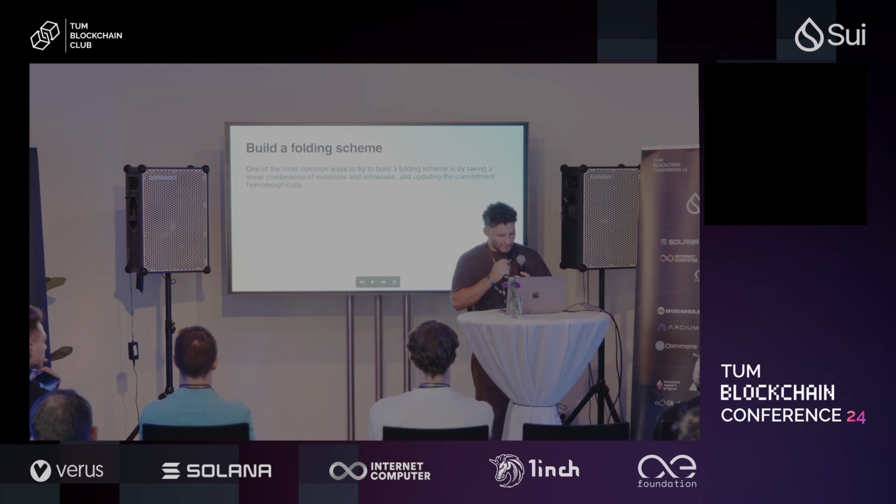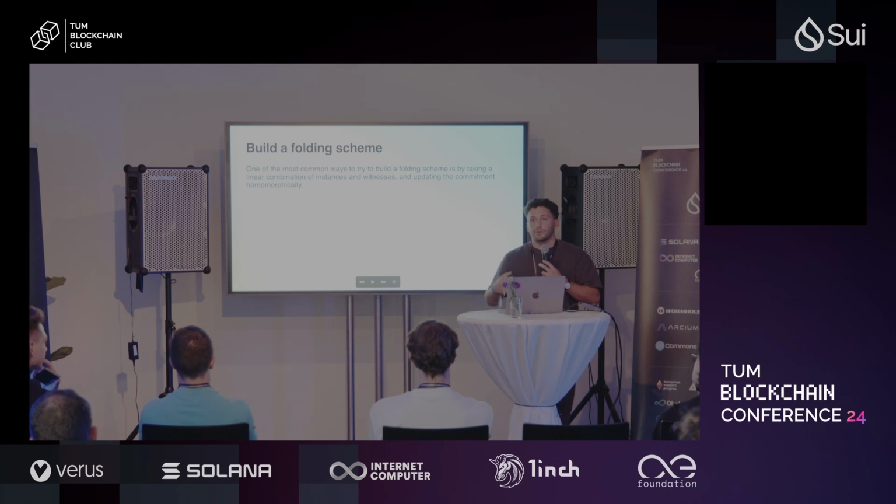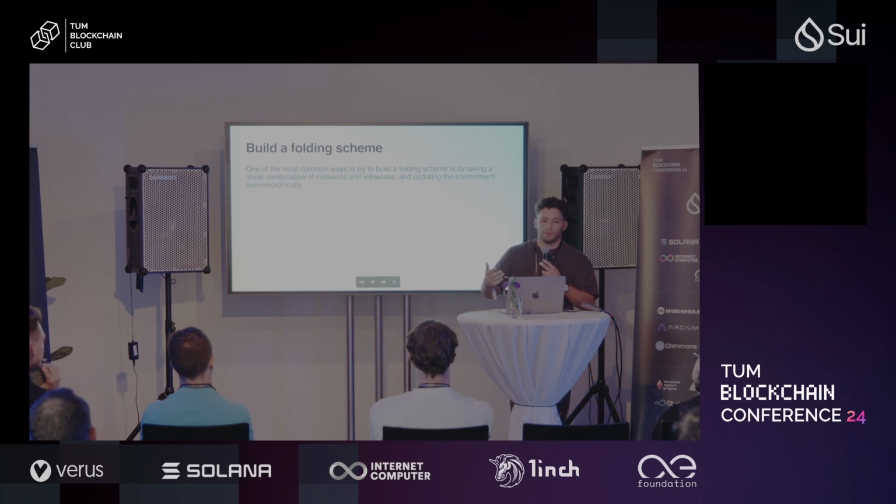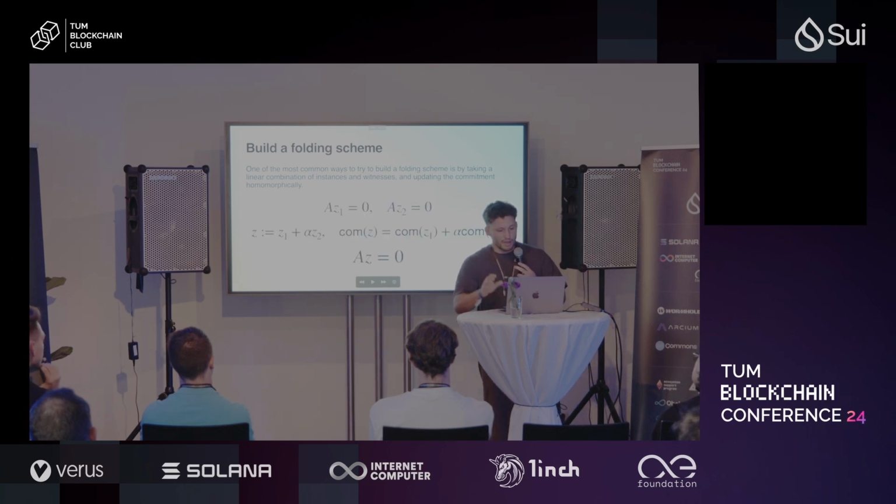So, as Benedict said, one of the most common ways to build a folding scheme is by just taking random linear combinations. You take the instances and the witnesses, you combine them using some random challenge from the verifier, and then you update the commitment homomorphically. So let's see a very simple example.